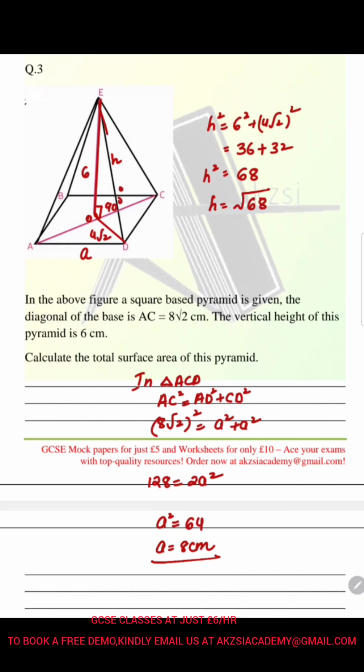I have calculated root of 68. Now I have to calculate this height, like this. So I have to apply Pythagoras theorem once again. So in this triangle, I have to apply Pythagoras theorem. I'll be explaining two methods of calculating.